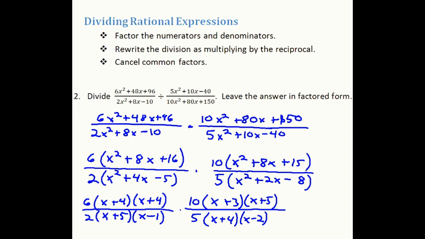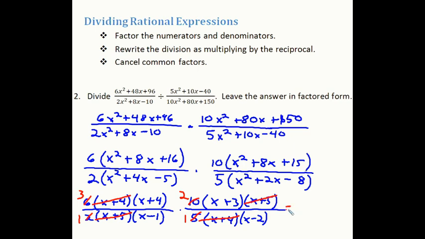We can now look for common factors and simplify. See that this 2 goes into 6 3 times and 2 goes into 2 once. The other coefficients here, 5 goes into 10 2 times, and 5 goes into 5 once. Looking at the binomial factors, an x plus 4 cancels with an x plus 4. Looking across, x plus 5 cancels with x plus 5. And it looks like that's all we can do.